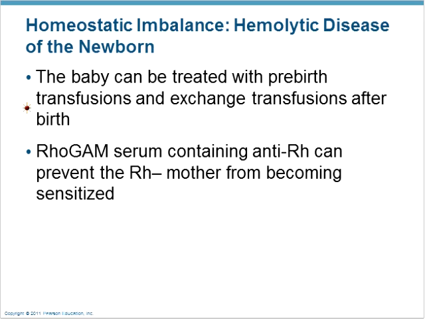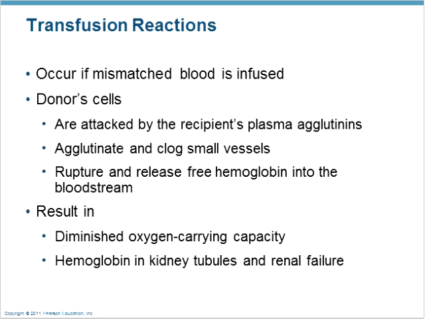To prevent all that, since hemolytic disease of the newborn, erythroblastosis fetalis, is pretty common, we use a substance called RhoGAM, which is a serum containing anti-Rh that can prevent the Rh negative mother from becoming sensitized. So we kind of hide the Rh positive blood, or we prevent the mother's ability to react to Rh positive blood, so she never develops the antibodies.